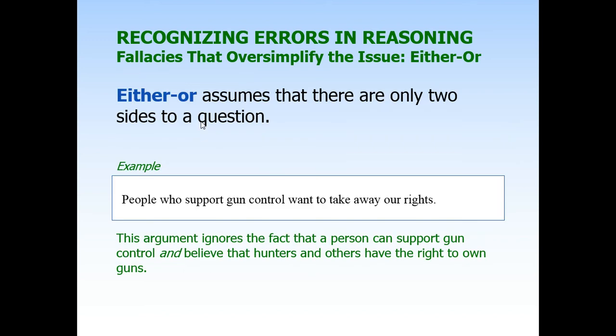Next one, either or. And this is basically where it's oversimplifying. It's either black or white. Okay, there's only A or B. There is no in between. That is it. So, example here, people who support gun control want to take away our rights. So it's assuming that all of them. It's a blanketed statement, and there are so many fallacies to that kind of thinking. And that's why it's either or.